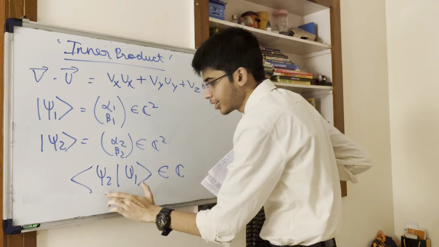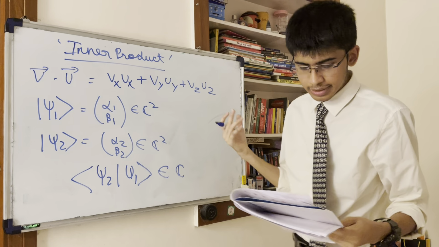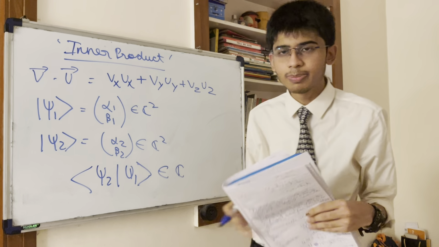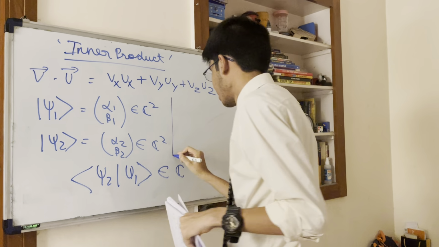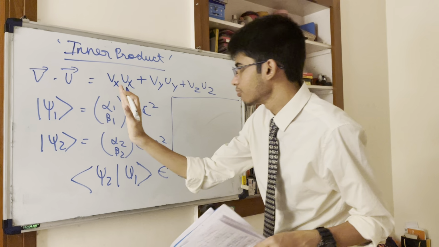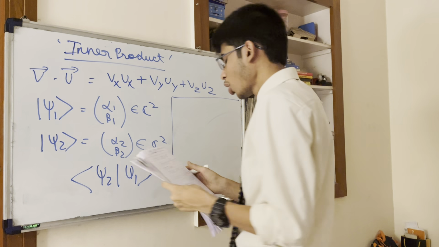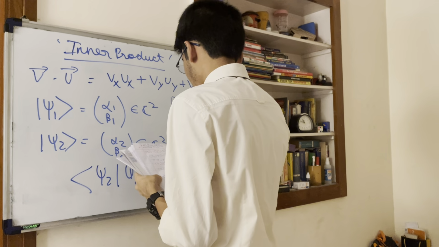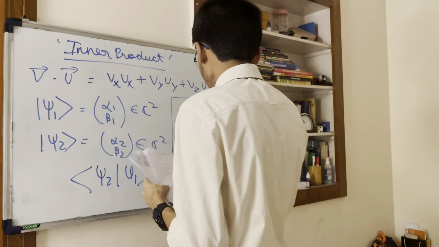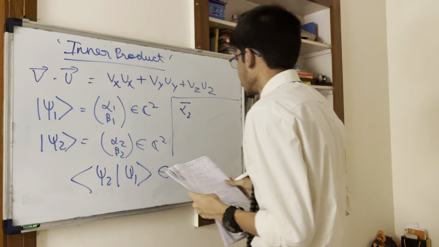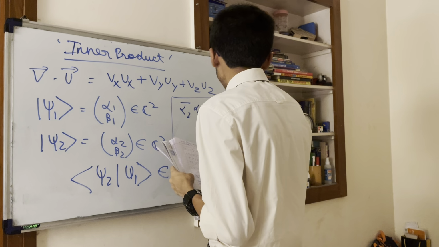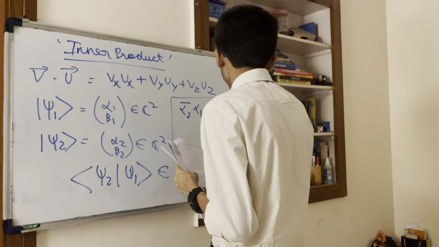This is the inner product of psi2 and psi1, and this again can be represented with alpha and beta. How? Let's look at it. All I have to do is multiply this and this. So what will I get? If I take psi2 and psi1, I'll get alpha 2 bar alpha 1 plus beta 2 bar into beta 1.